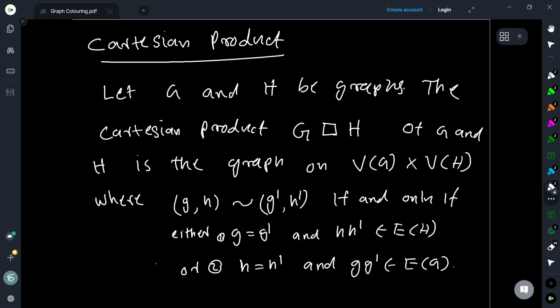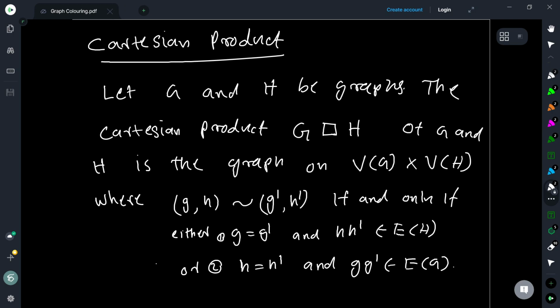So given graphs H and G, we define the Cartesian product of G and H, denoted by G box H, on the vertex set which is obtained as the Cartesian product of the vertex set of G and the vertex set of H. So it's basically the ordered tuples, where the first element comes from the vertex set of G and the second one comes from the vertex set of H.